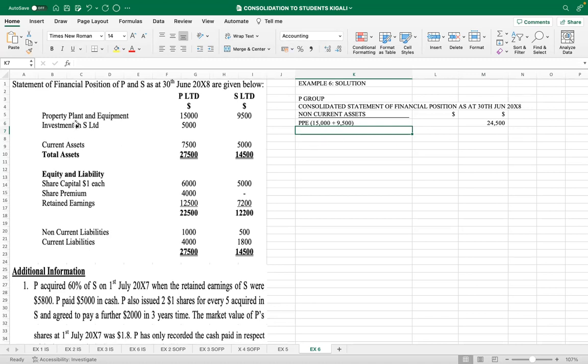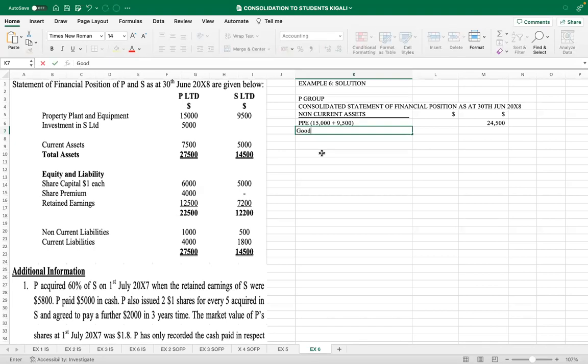So there is investment next in the statement of financial position. There is investment in subsidiary, in S Limited. The rule that we covered in the previous sessions, investment in subsidiary is not consolidated. We only consolidate other investment. So we leave out these investments in S Limited. Investment in subsidiary is not consolidated. Actually, it is used to calculate goodwill, but we'll come back to that.